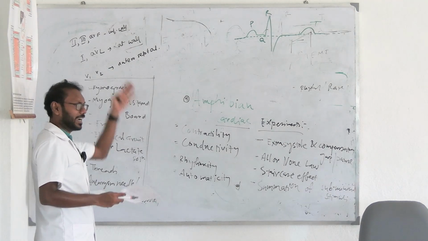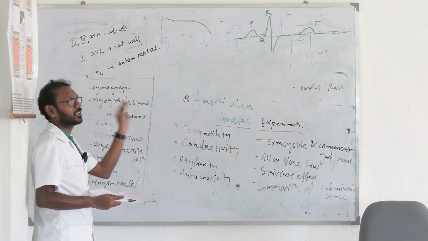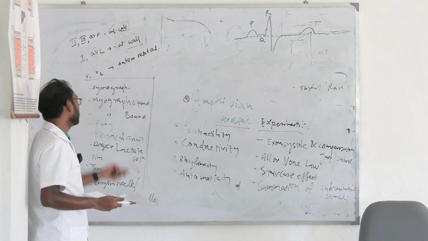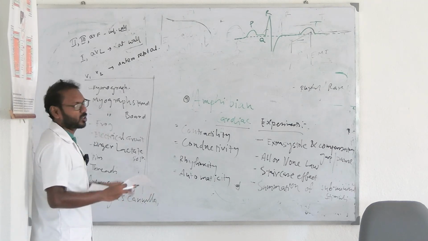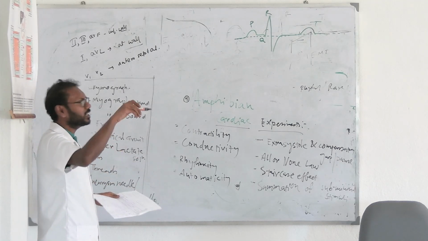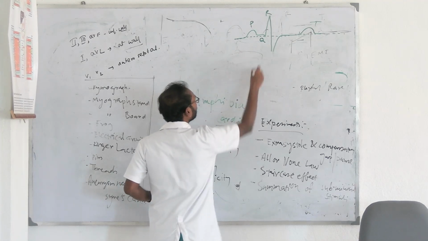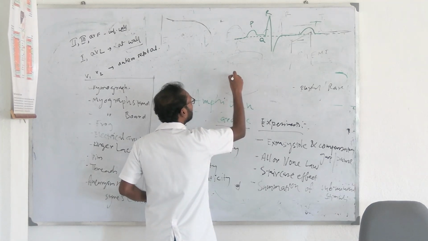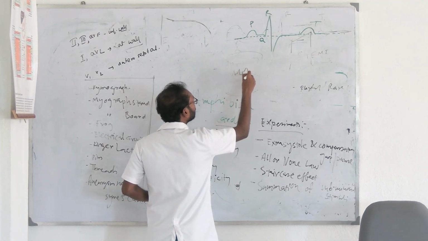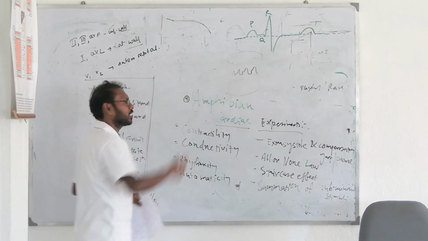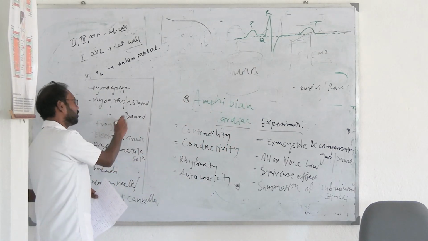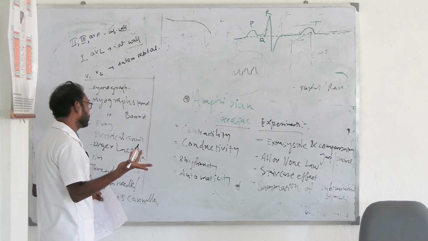Myograph stand, this is the stand with that pin, and the graph is present over the stand only. Then this myograph board, over this board there is a round machine, and over this board only the graph is formed. And also we need a frog. If there is no frog, there might be no experiment.